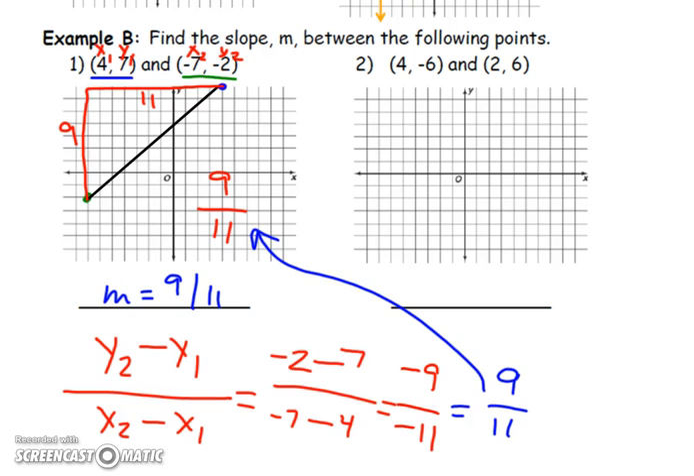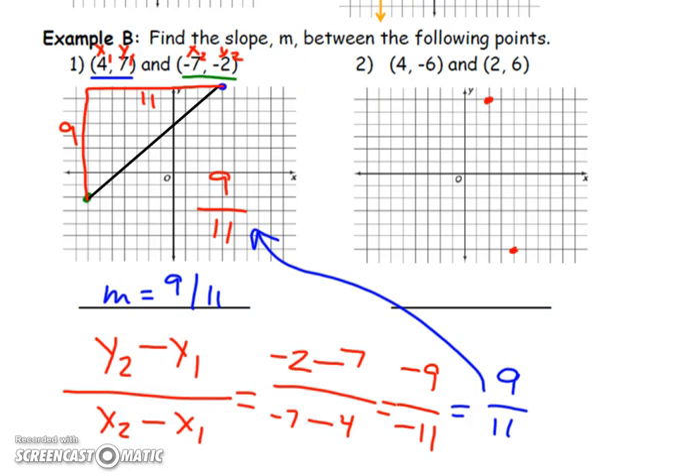Now in this next problem, you could do the exact same thing where you could plot it and figure out the rise and run. You could also do the slope formula. I'm going to practice plotting it first. So over 4, down 6, and over 2, up 6.